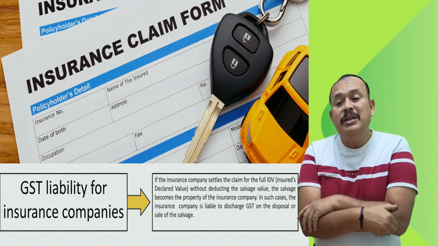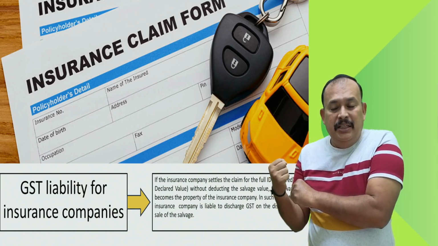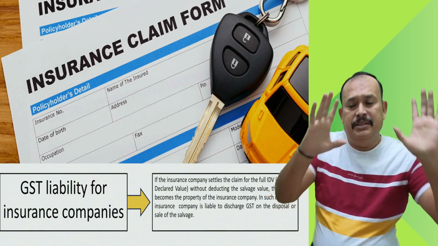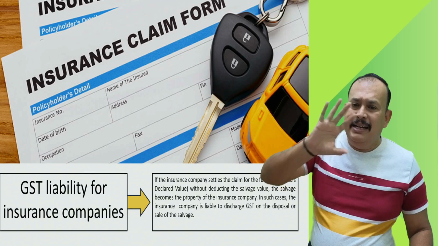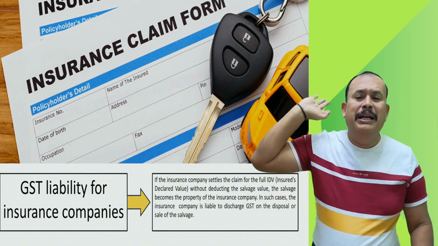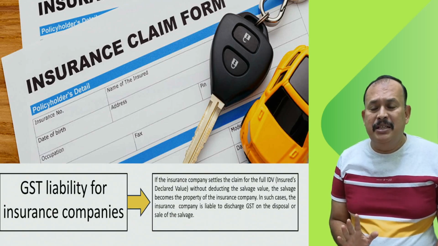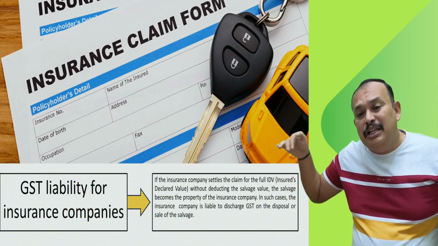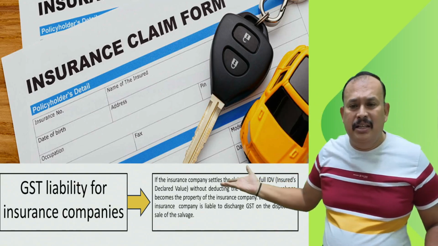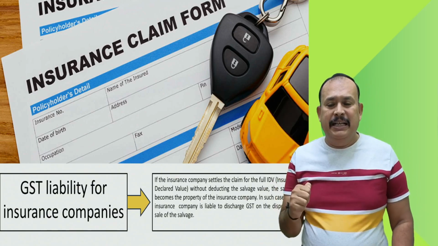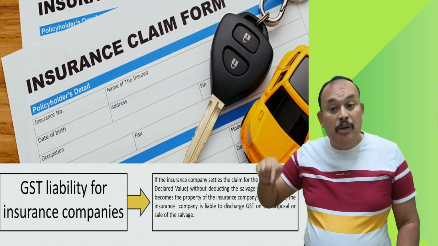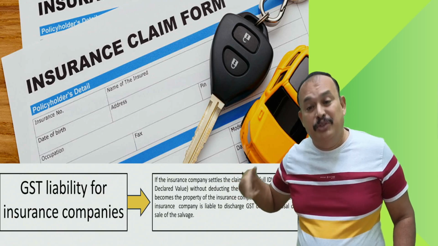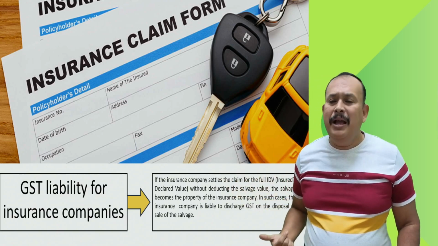On the other hand, if the insurance company takes over the entire damaged vehicle and gives the compensation, 10 lakhs claim, 10 lakhs compensation given by the insurance company to the insured person, and takes over the damaged vehicle. And the damaged vehicle, the insurance company tomorrow, day after tomorrow, is going to sell at rupees 4 lakhs. In that case, when they sell that salvage, the particular damaged vehicle by the insurance company is a supply of goods, liable to pay GST.